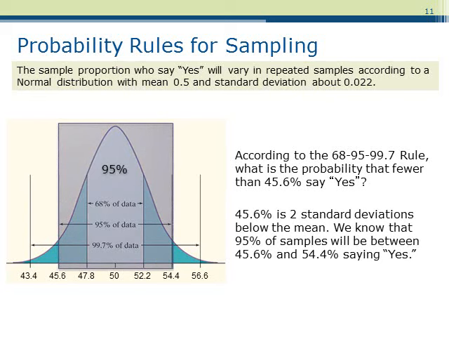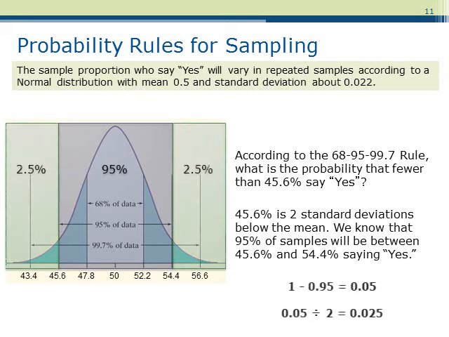45.6% is exactly 2 standard deviations below the mean. We know that 95% of samples will be between 45.6% and 54.4%. Because of this, 5% will either be below 45.6% or above 54.4%. Finally, by the symmetry of the normal curve, exactly 2.5% should be below 45.6%.